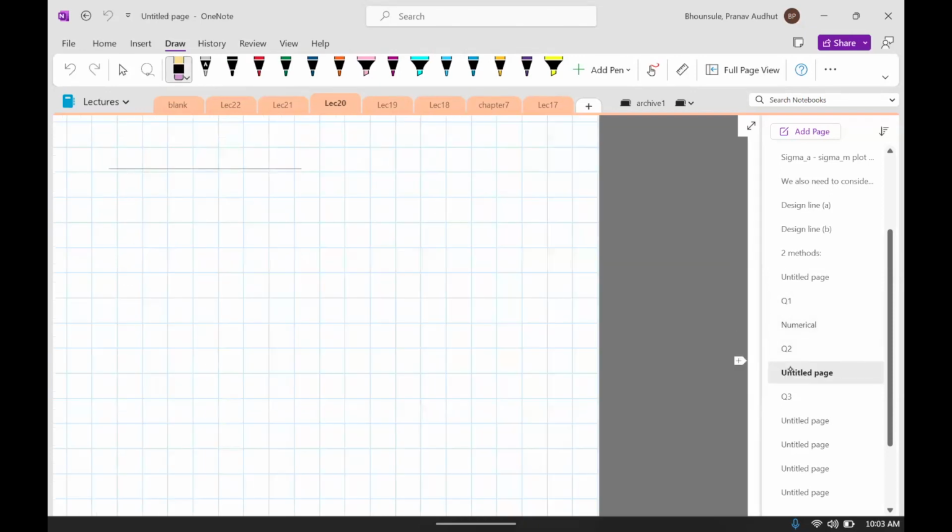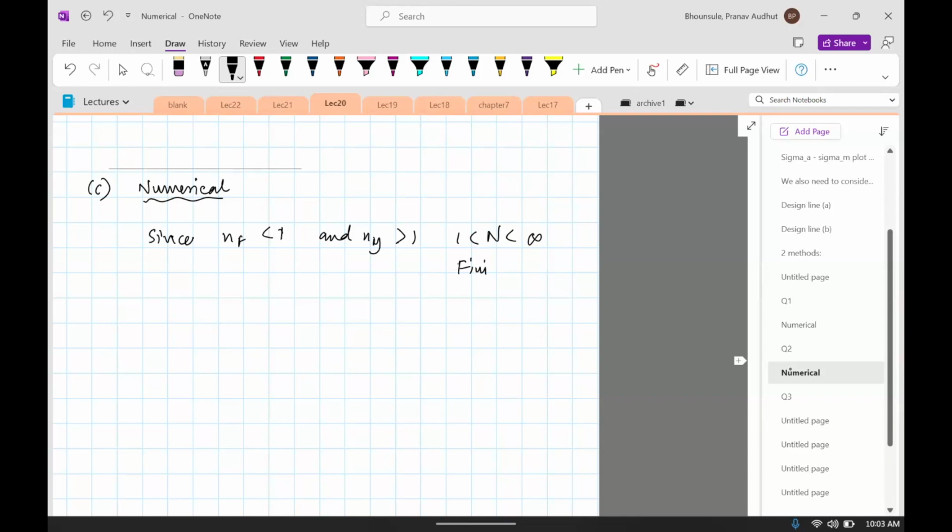So for part C, the numerical method, since NF is less than 1 and NY is greater than 1, we have n between 1 and infinity. This will be finite life. You could also do this graphically.